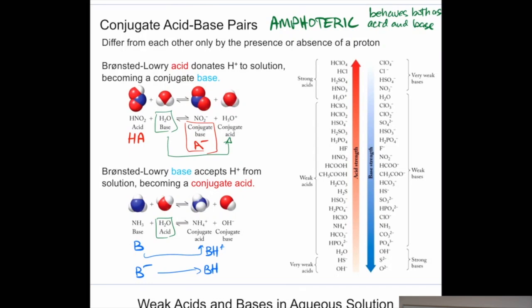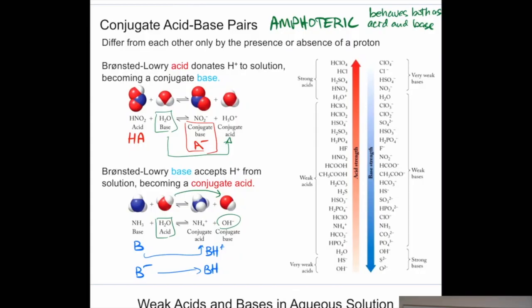All right? And then the conjugate base of water, when water is acting like an acid, is going to be the hydroxide ion. So the hydroxide ion acts as a base. The hydronium ion acts as an acid. And you can see that on this scale.